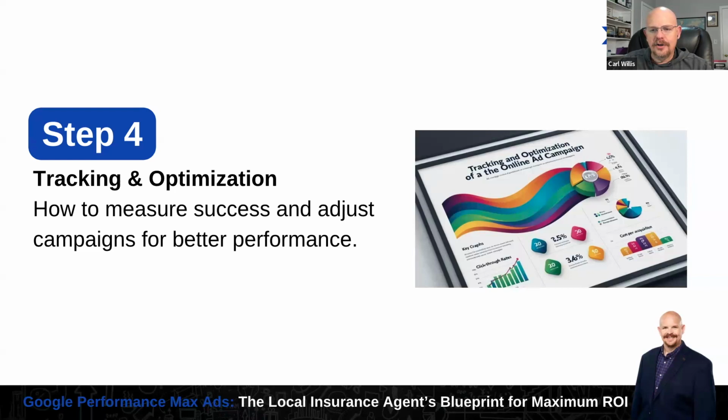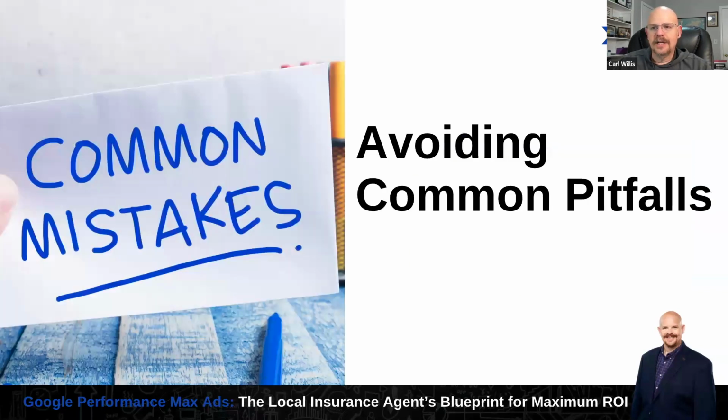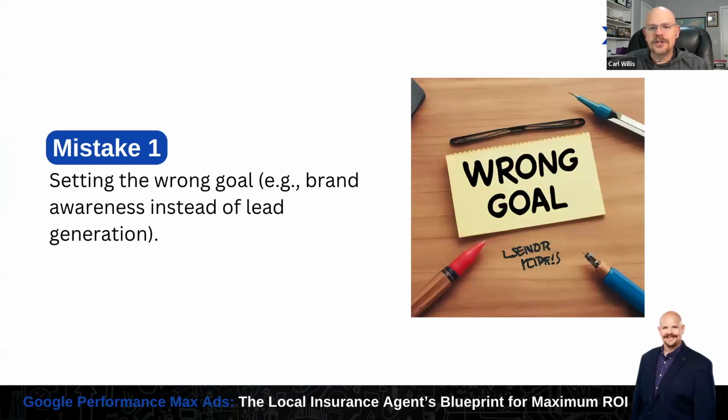Now, let's talk about a few common mistakes because I want to help you avoid some of the pitfalls that can just slow up the process. Because many agents waste money because they're making these mistakes. First and foremost is choosing the wrong goal. If you want leads, don't optimize for website visits. Don't set your goal for brand awareness instead of lead generation. Make sure you have the correct goal for the objective that you've chosen.